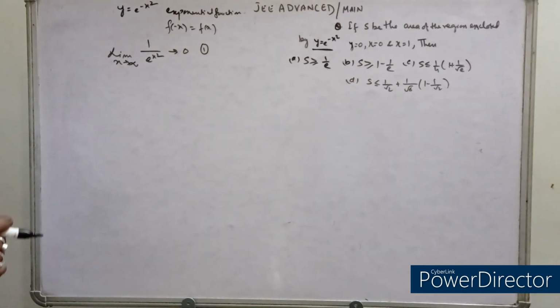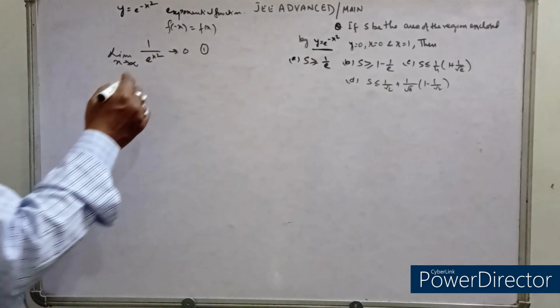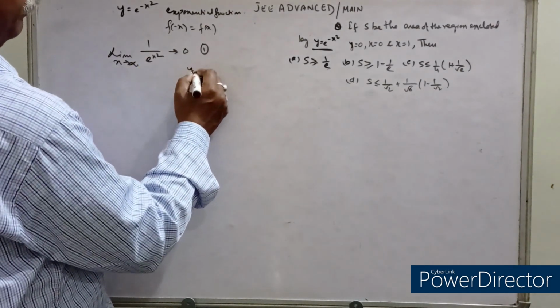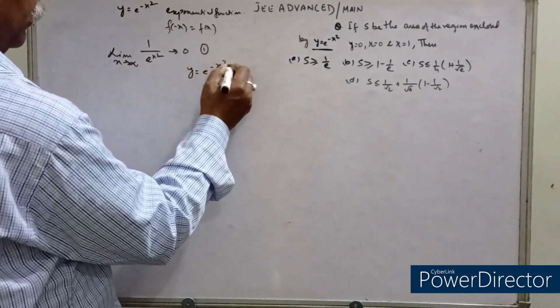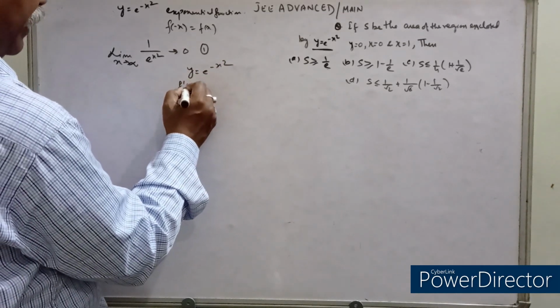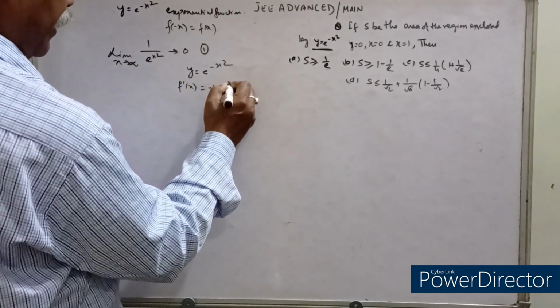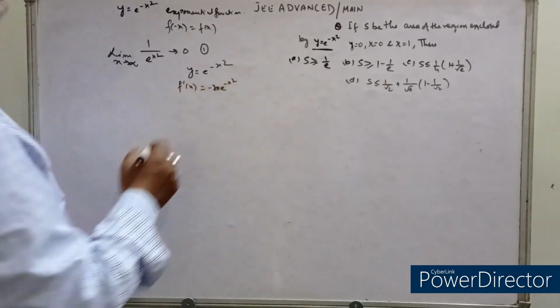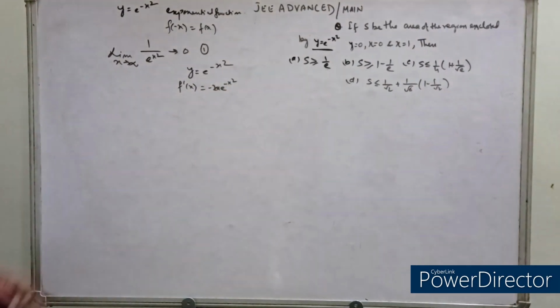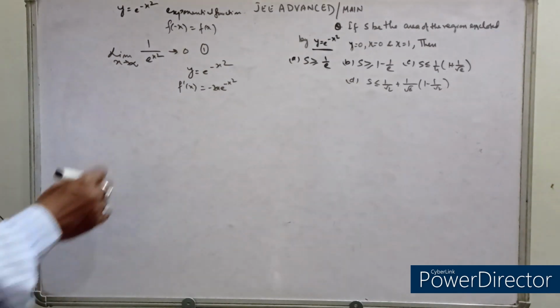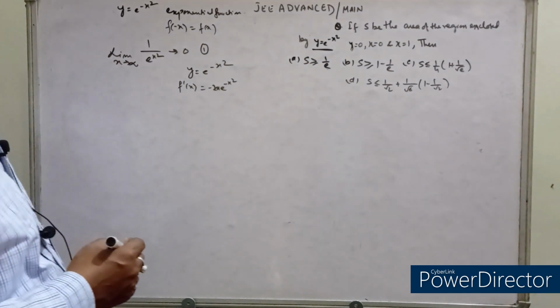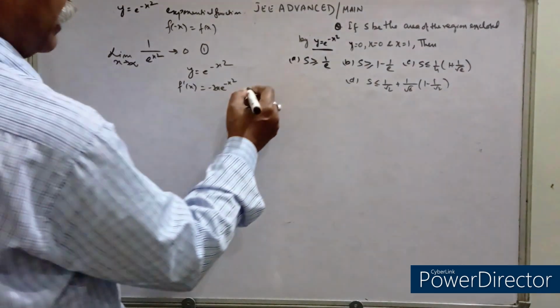So first of all, let us see its increasing and decreasing phenomena. To see that, let us differentiate it. When you differentiate it, f dash x will be minus 2x e to the power of minus x square, because you are going to apply the chain rule. So we get f dash x equal to minus 2x e to the power of minus x square.